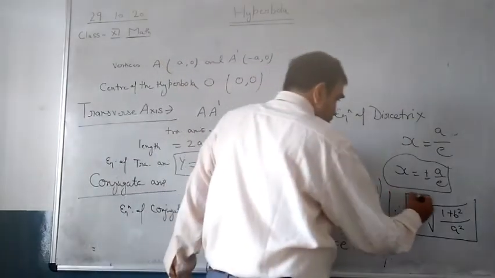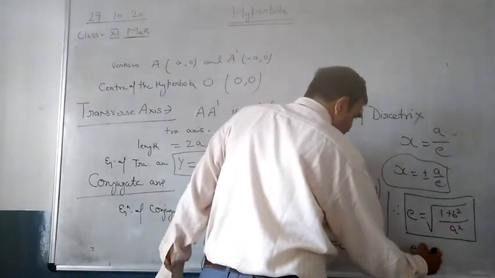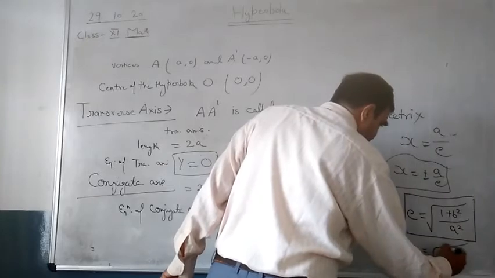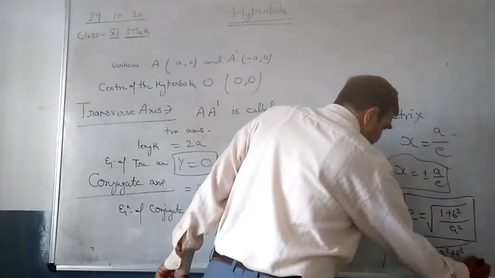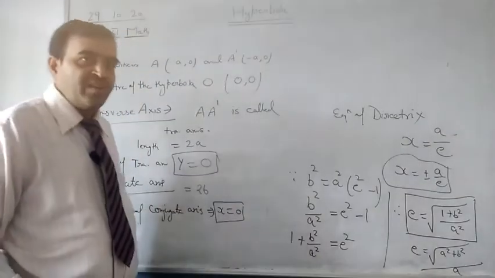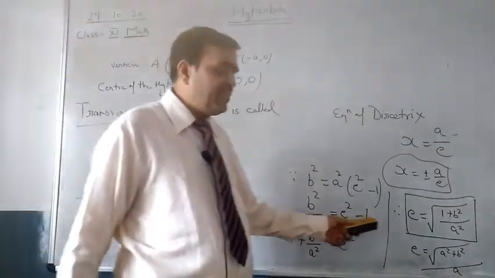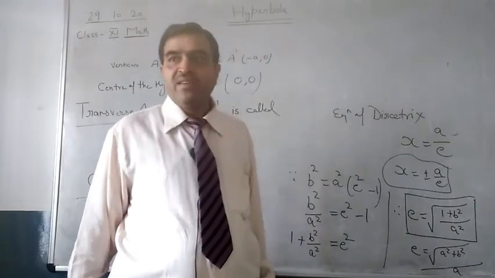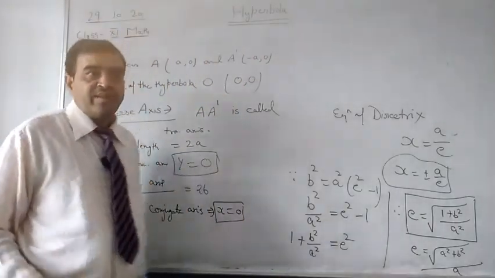It can also be written as under root a square plus b square, upon a. Okay, this is the formula for eccentricity. Now write down a question.